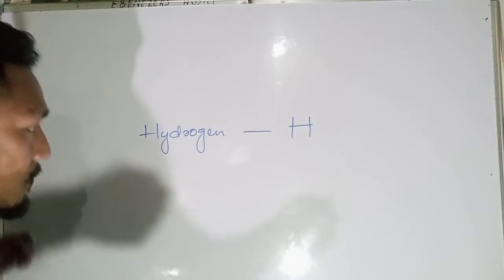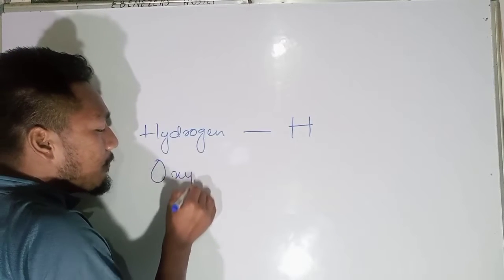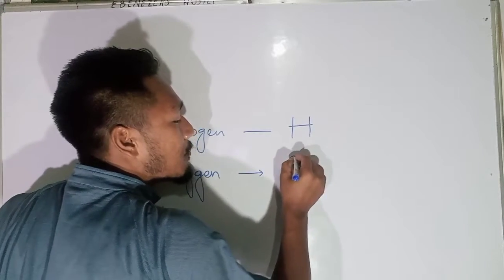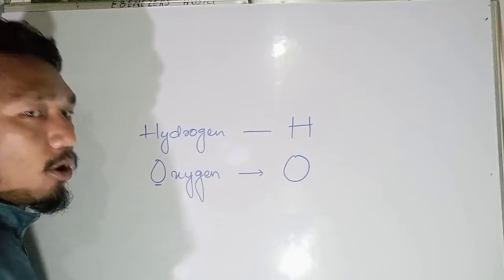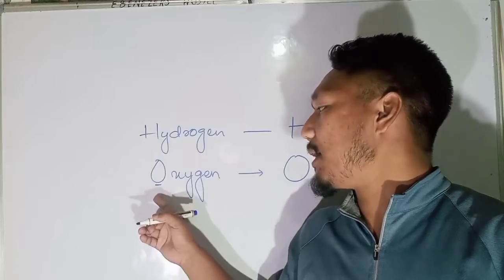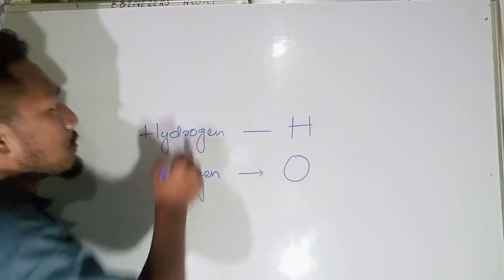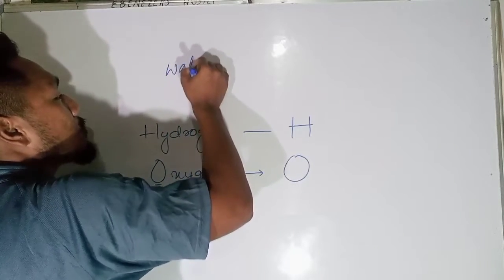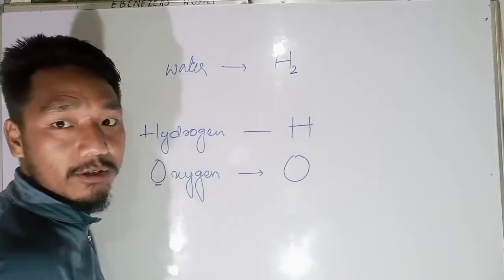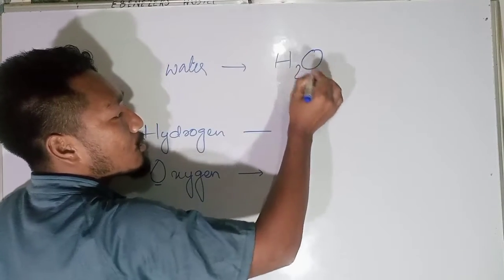If I want to write oxygen, and the element is derived from its English name, then we give the first initial letter, that is O. Oxygen is derived from the English word, which is why we denote it by capital O. Now, the formula of water is H capital, and 2 should be written as a subscript, down here, then O. You cannot write it like this.